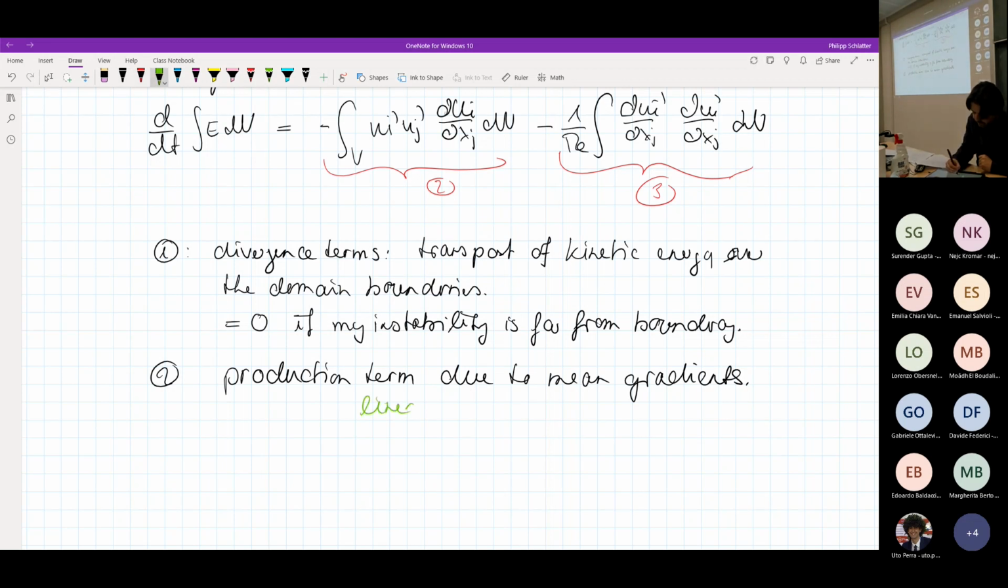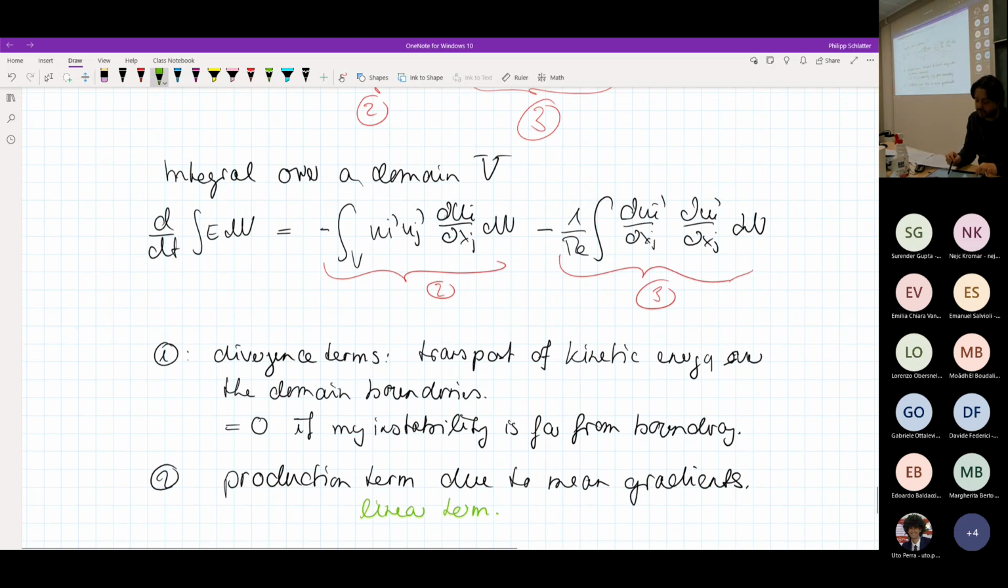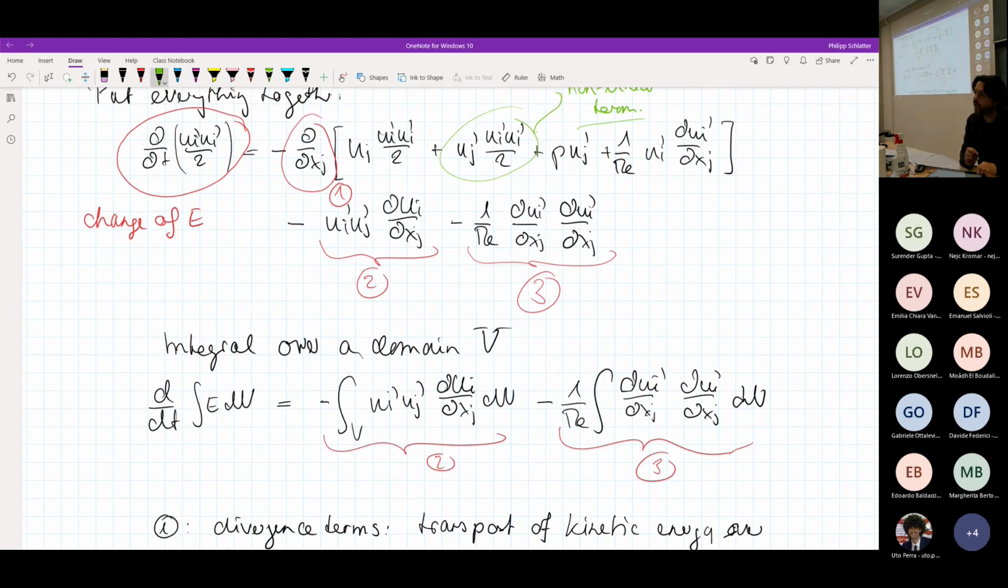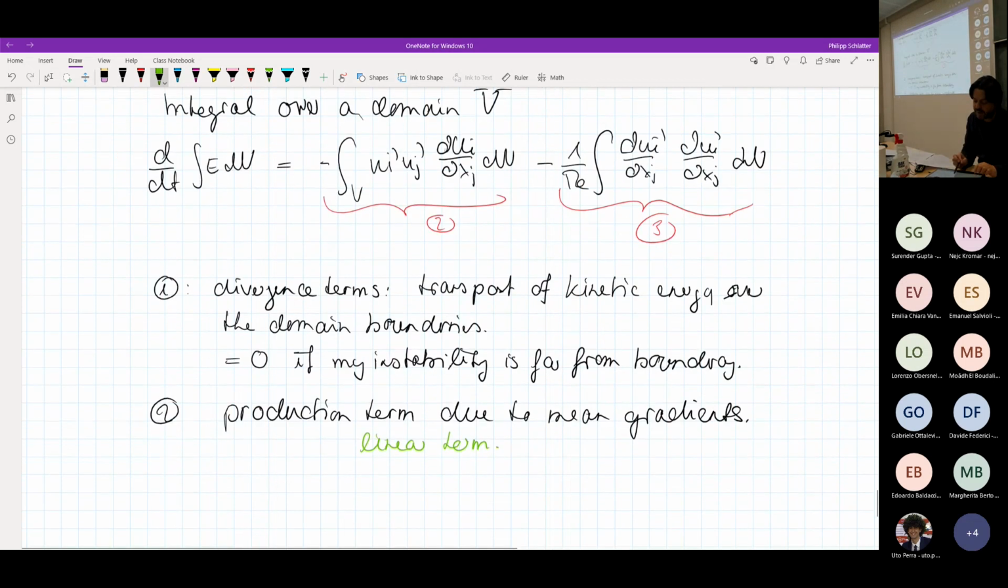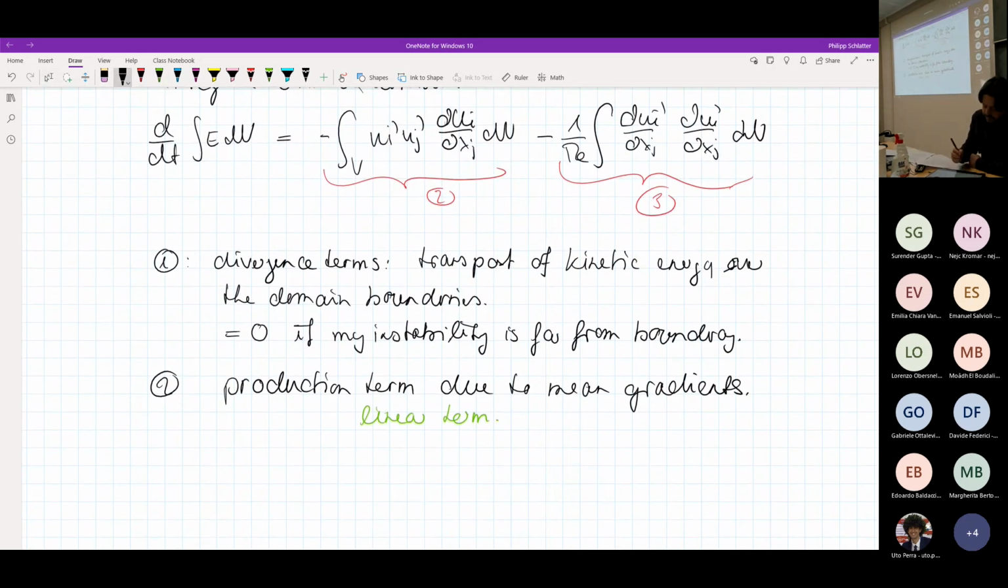But it is actually a linear term in the sense that it's not the nonlinearity that we considered before. So it's a linear mechanism that goes into that term.